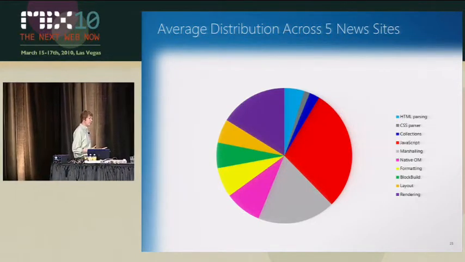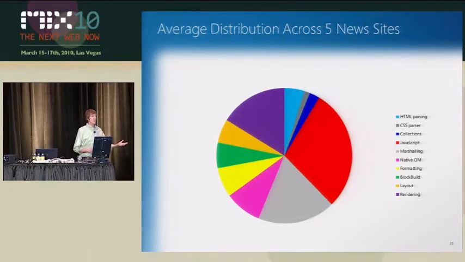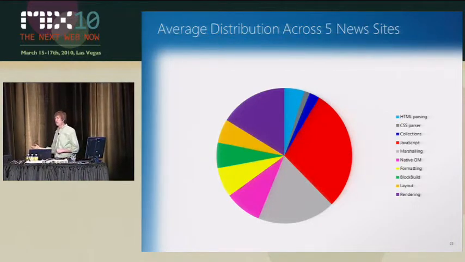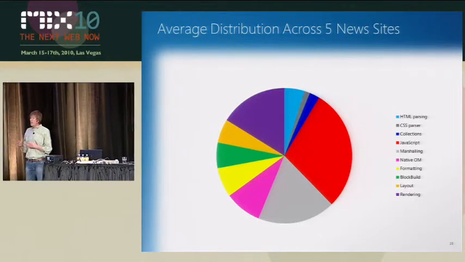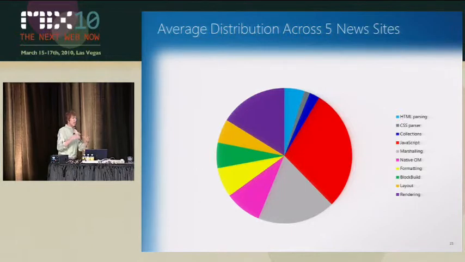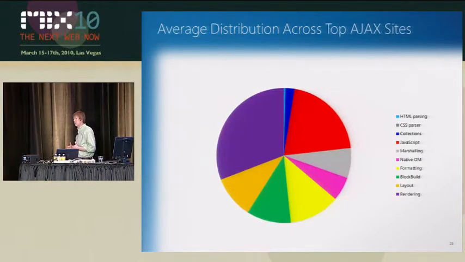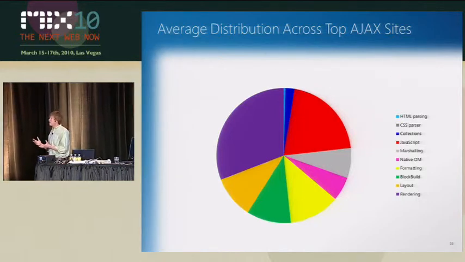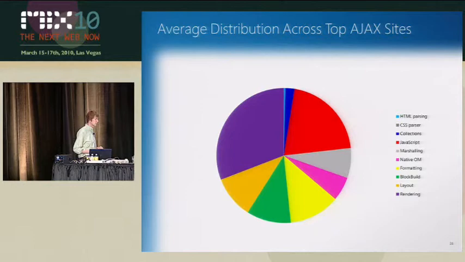And so we went and looked at the data for some of the top Ajax sites in the world: Gmail, Hotmail, Google Docs and spreadsheets, the Office web applications. And what we did was we averaged those together, and we see a pie chart that looks something similar to this. Now, the proportions change, but you'll see that performance is still greatly impacted by all of the subsystems.